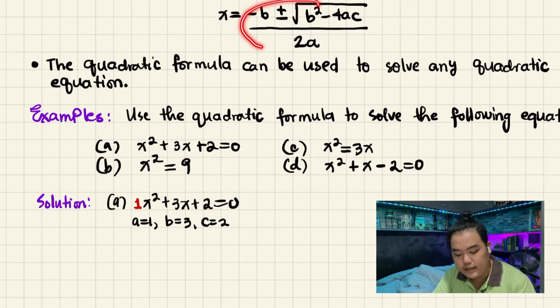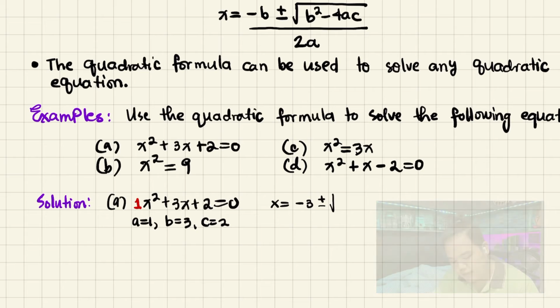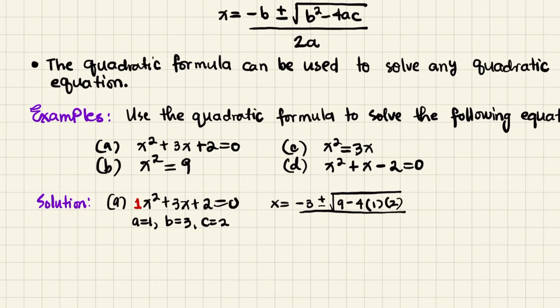And then, pa-plug in na lang natin siya dito. So, by the quadratic formula, x is equal to negative b. b is 3. Plus minus square root of b square minus 4 a c all over twice ng a. At ayan, pag na-simplify mo na yan, yan na yung solution doon sa ating quadratic equation.